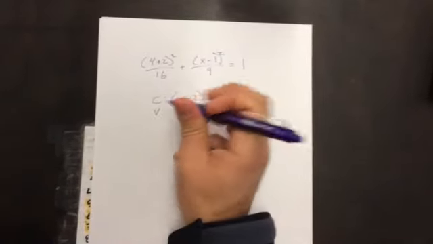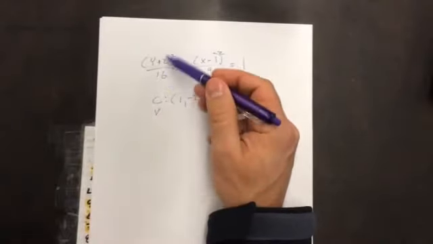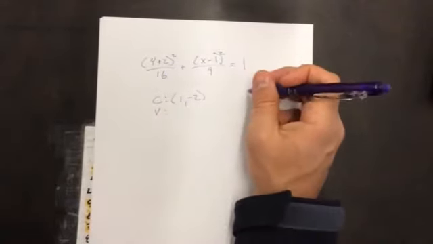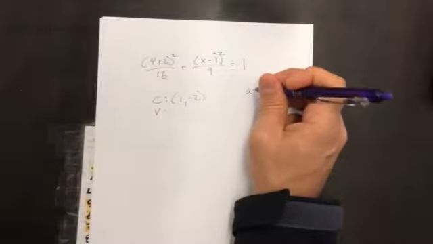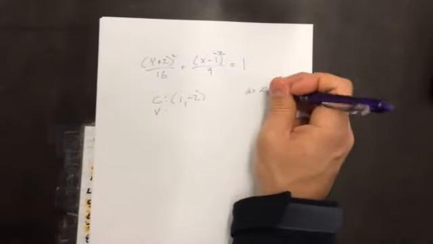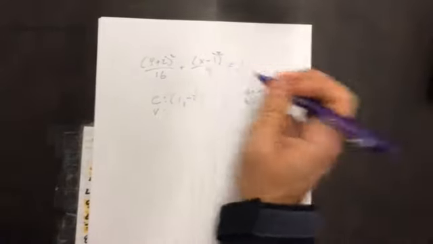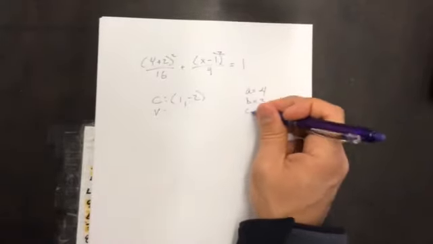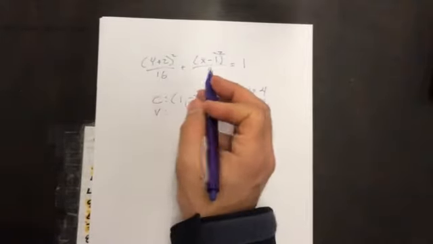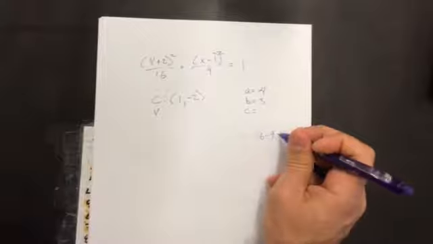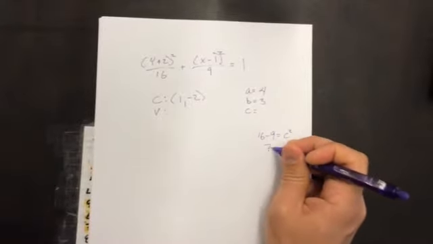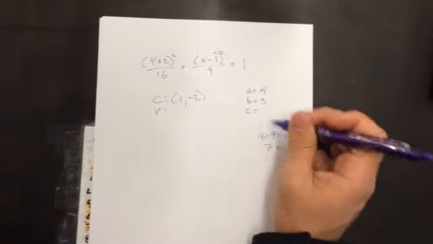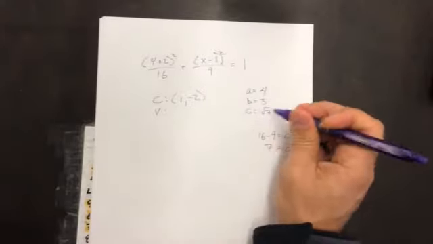The vertices are going to be movement in the y this time. So my a value is the square root of 16, which is 4. My b value is the square root of 9, which is 3. My c value: a squared minus b squared equals c squared, which gives me 7 equals c squared, which gives me c equals the square root of 7.